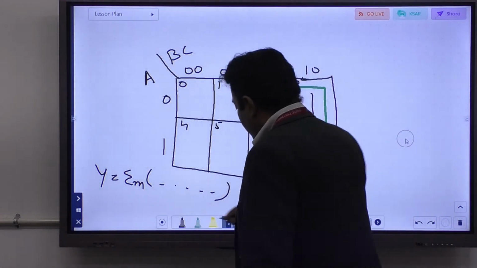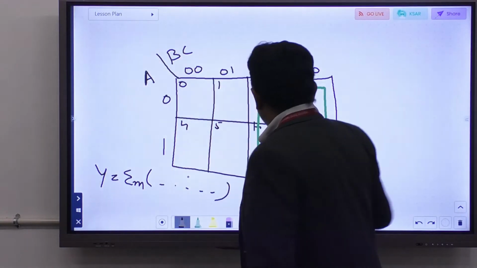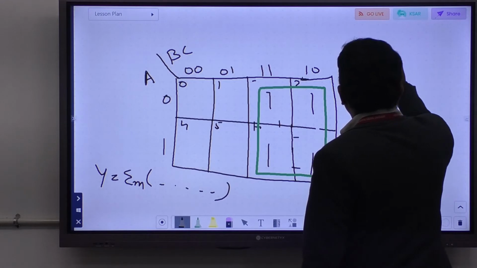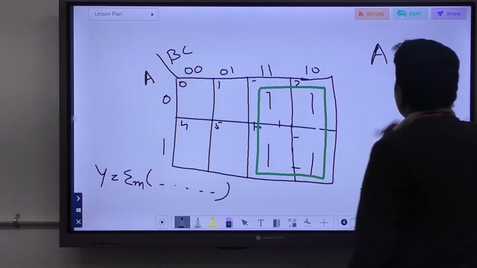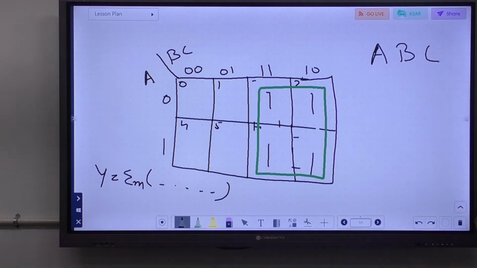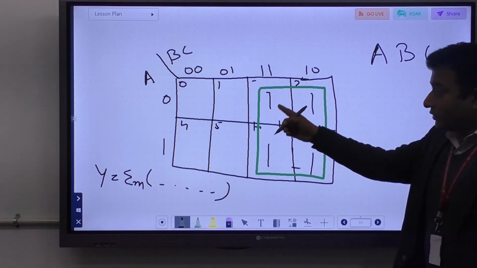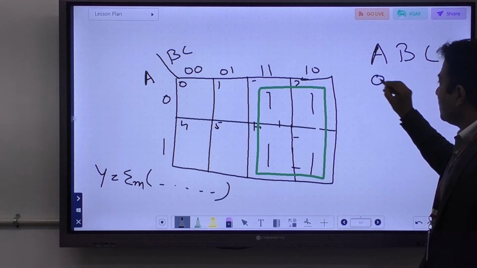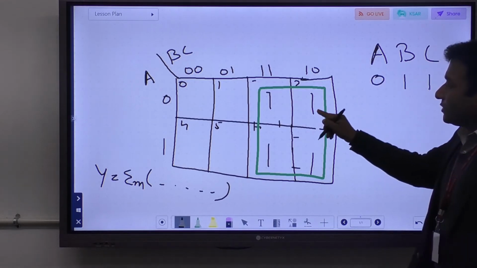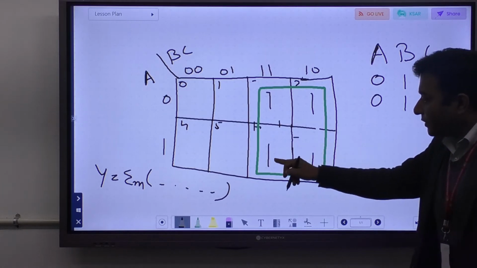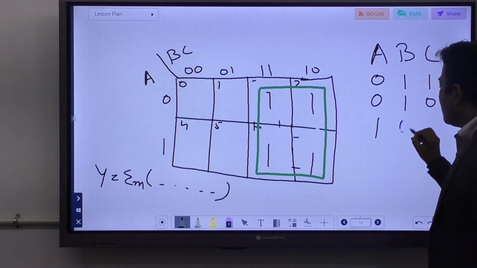How to solve for this quad? It is in the same way. We have got three variables. For this particular minterm, we can write 0, 1, 1. For this particular minterm, we can write 0, 1, 0. For this minterm, we would write 1, 0, 1. And for this minterm, we can write 1, 0, 1.